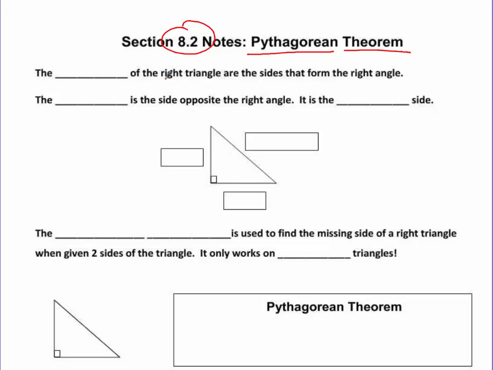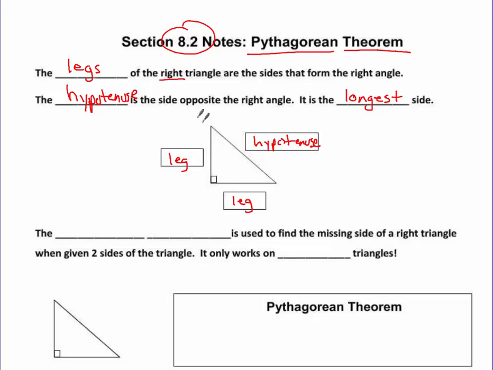And you know the Pythagorean theorem works with right triangles. So hopefully you remember that the legs of the right triangle are the sides. So this is a leg and this is a leg. And the hypotenuse is the side opposite the right triangle. It's also the longest side. So here is the hypotenuse.